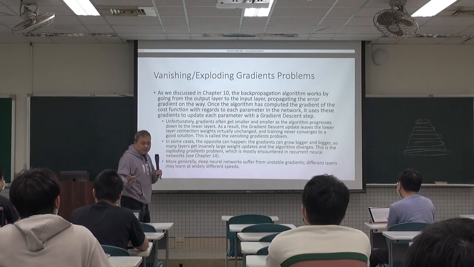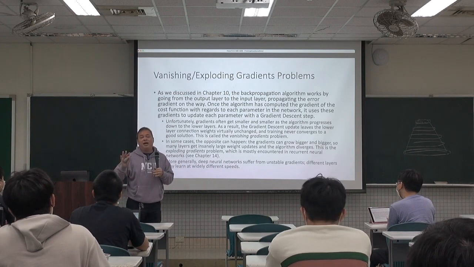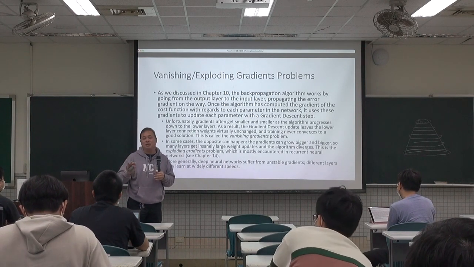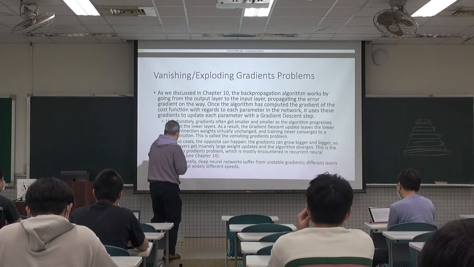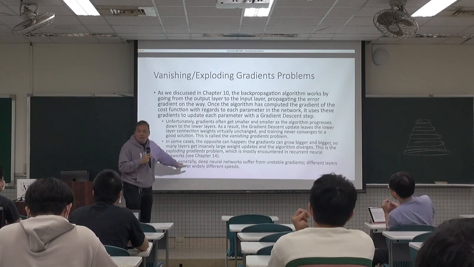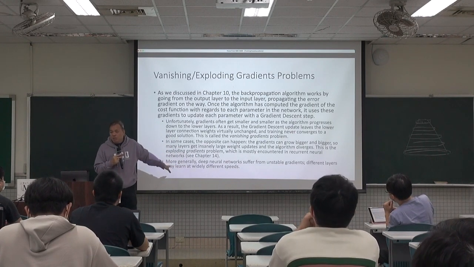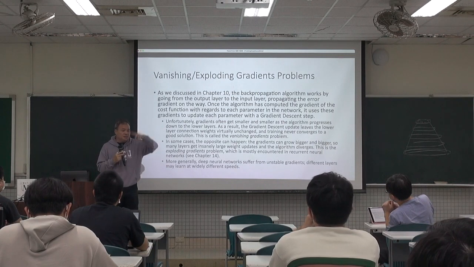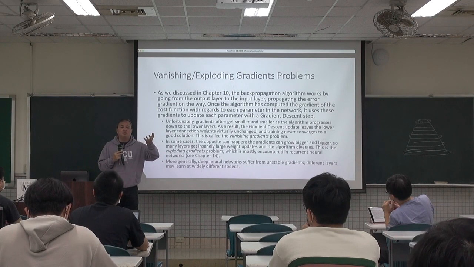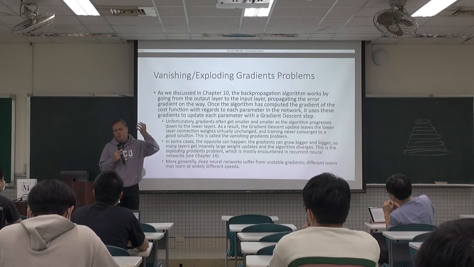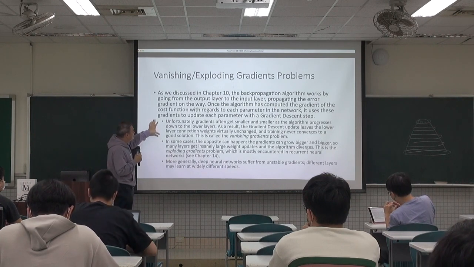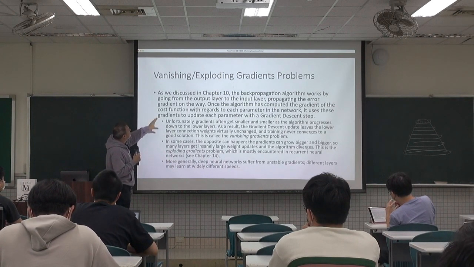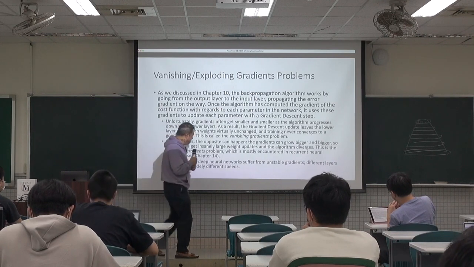To be honest, vanishing gradient happens more often than exploding gradient. The exploding gradient normally happens only in certain neural networks, such as RNN, because RNN has a feedback mechanism, which makes the gradient more likely to explode. But for most of the other neural networks, the problem is mostly the vanishing gradient. So what do we do?